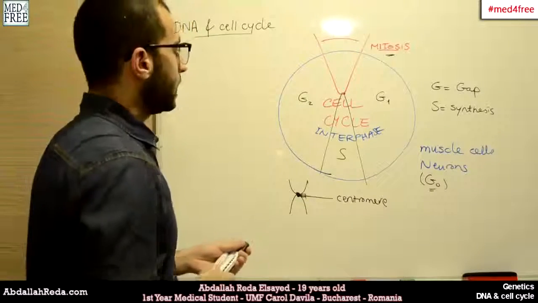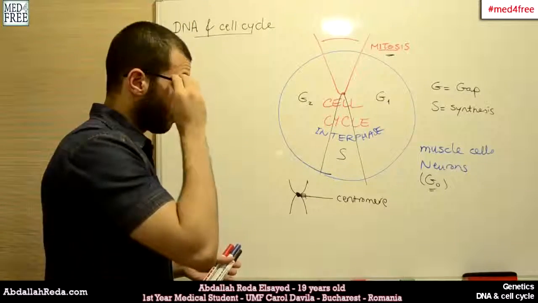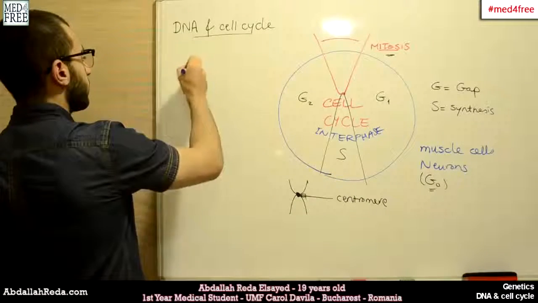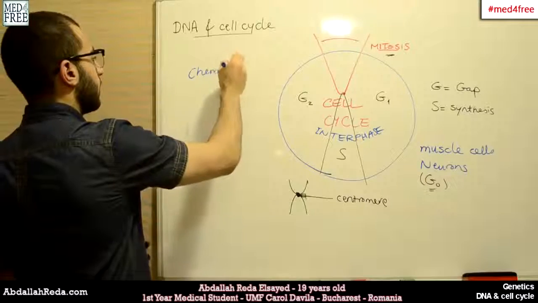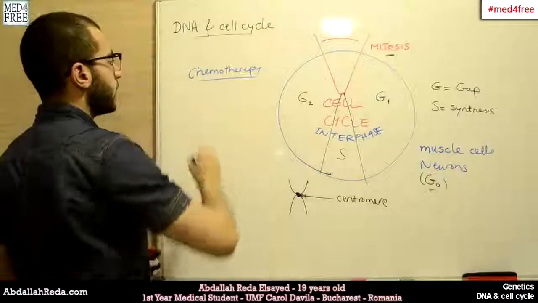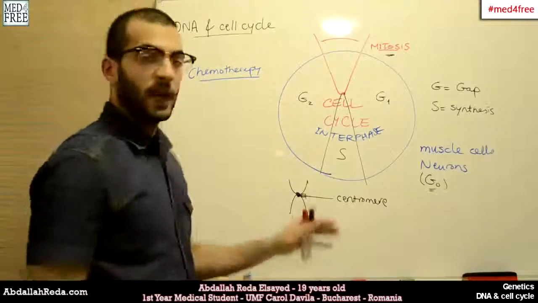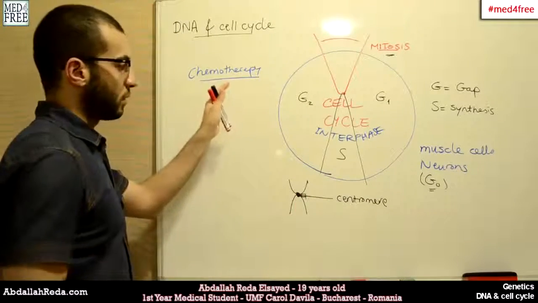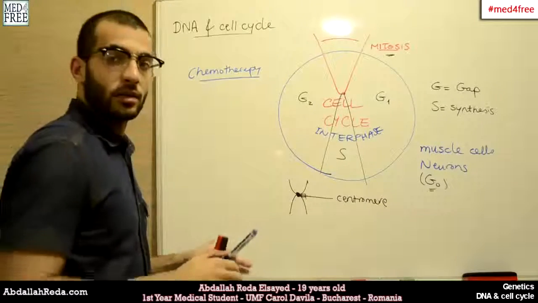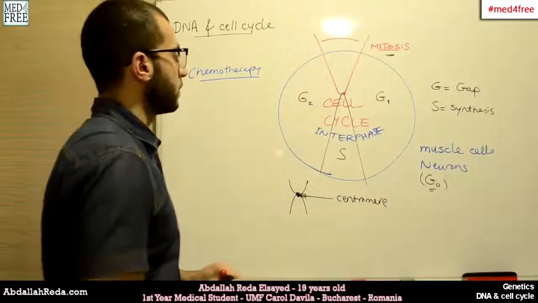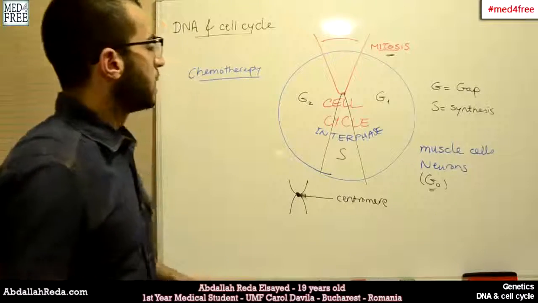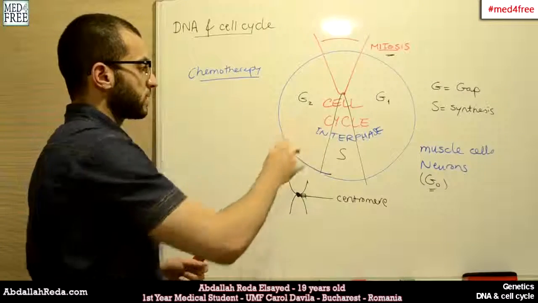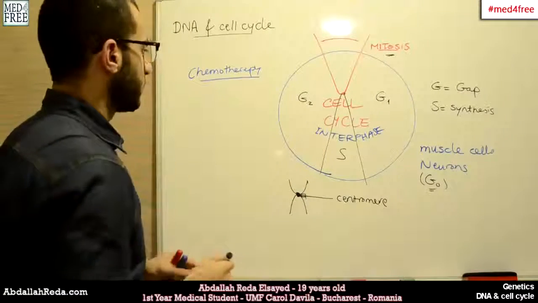Now, what is the application of knowing such stuff in modern medicine? In chemotherapy, there are drugs which target certain phases in the cell cycle, and it makes sense because the chemotherapy targets cancer, and cancer cells are known for their exaggerated cell growth and spreading, so they target specific phases during the cell cycle in order to prevent the cell division.